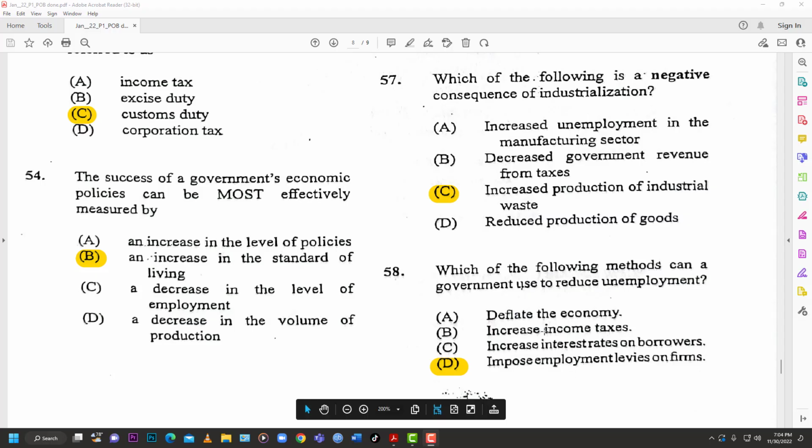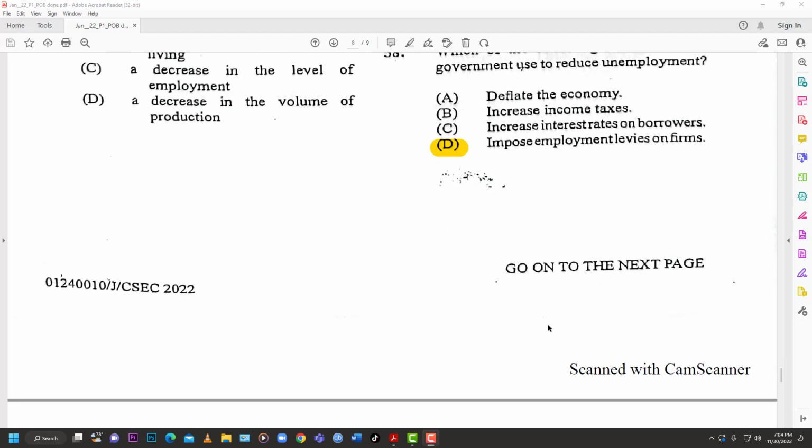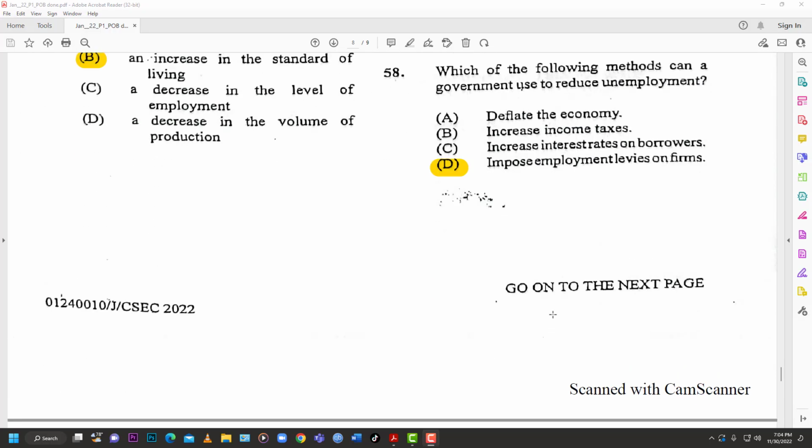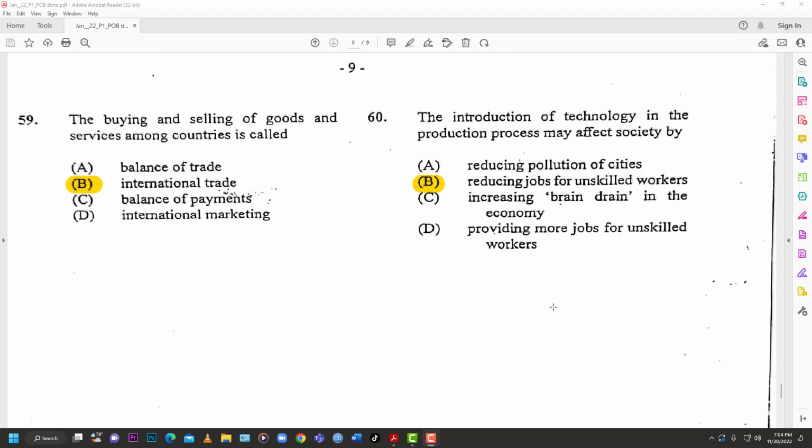I mean, it can't deflate the economy. Increase income taxes, that would not help unemployment. That would actually increase unemployment, right? I mean, more people taking out money, your government taking more money out of your salary. No, we don't want that. Increase in interest rates on borrowers. So the best answer is D, impose employment levies on firms. Remember, employment levies are basically assistance that the government gives to businesses for them to hire more people.